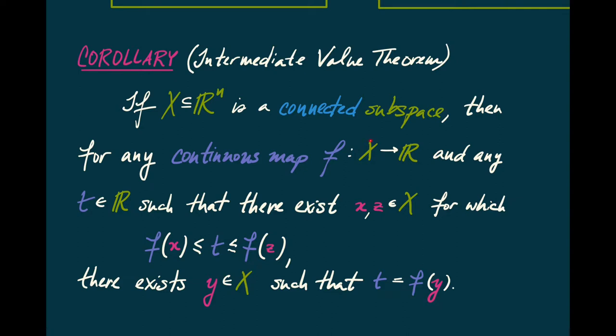Well, we can simply consider the image of this X inside R. Since X is connected and f is continuous, that image will have to be an interval inside R, because those are the only connected subspaces of R. And intervals are precisely subsets of R with this property.